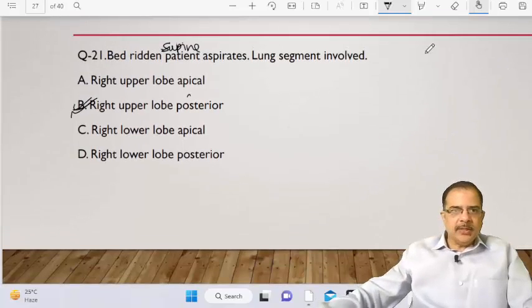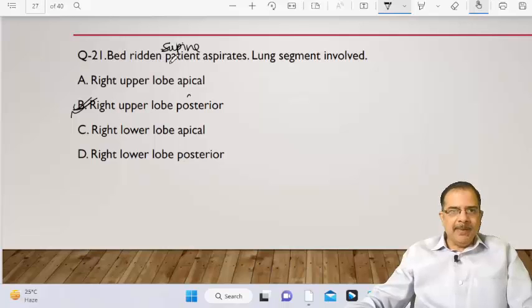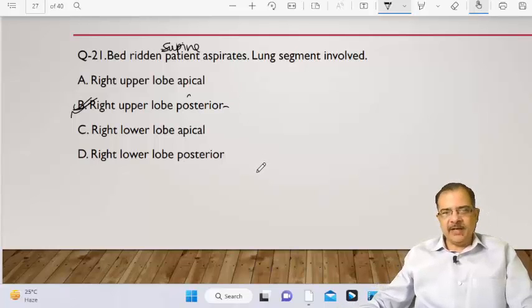Alright, so I think there is some doubt in this. In a bedridden supine patient, the lung segment involved will be the right upper lobe posterior. Yes, that will be more commonly affected.